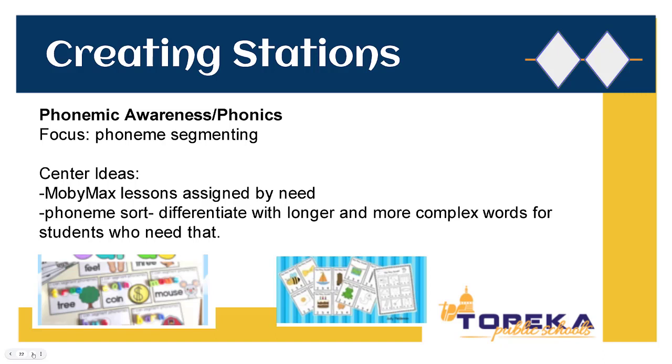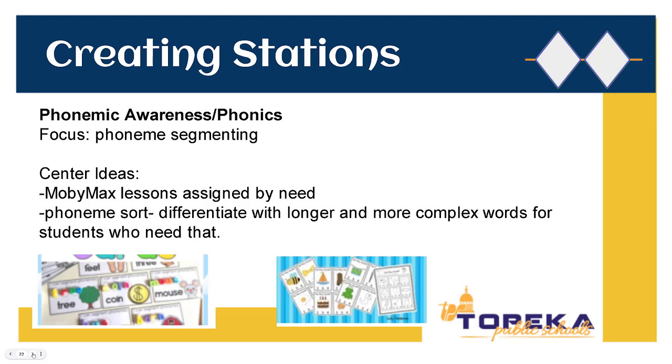Number one, you could take a Moby Max lesson and you could assign it by need. Perhaps not all your students in the classroom need that assignment or need that skill. So you could assign it to just those who need it. You could also assign some students phoneme segmenting, some students phoneme blending, and so you could differentiate based on the skill. You could also do a phoneme sort.